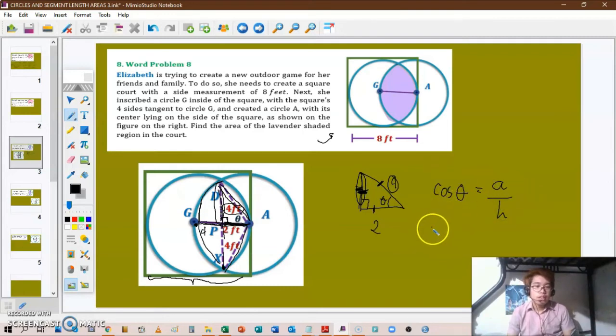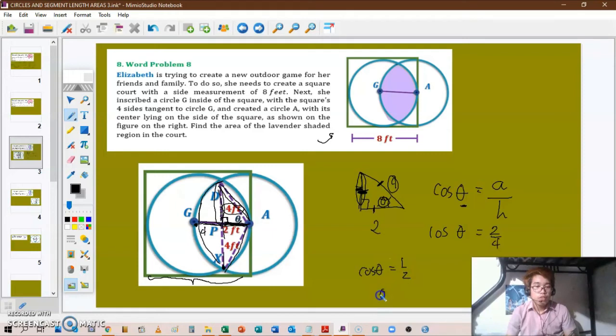And we know that theta is missing, and this is the one that we want to solve, this theta right here. The adjacent side is going to be 2, and the hypotenuse is 4. So therefore, cosine theta is equal to 1/2.